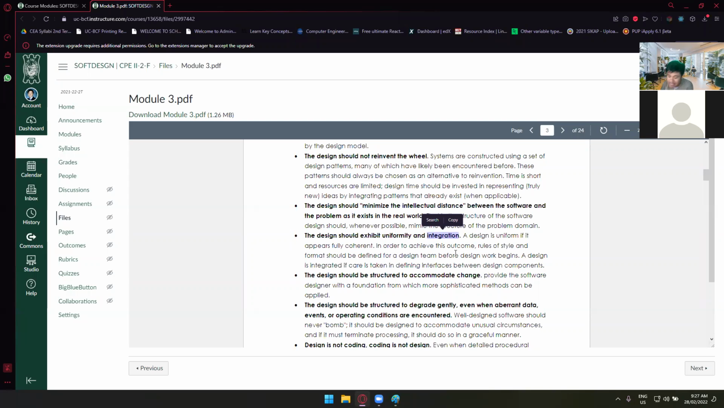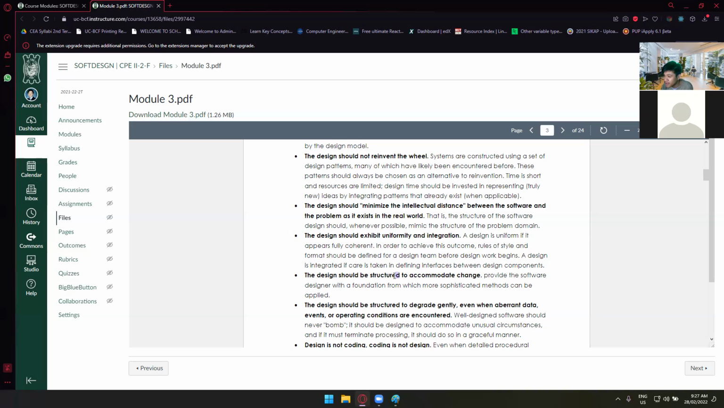You don't need to recreate that one. You don't need to come up with a new, let's say, solution. If it's already existing, then I just integrate that one. With that, it would be a lot easier for you to finish your project. Okay. And the next one, the design should be structured to accommodate change.